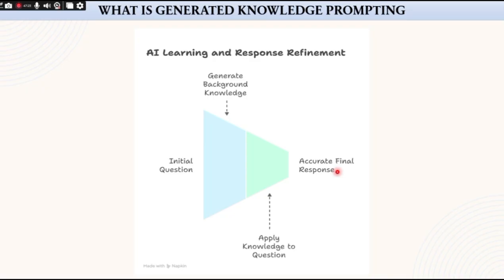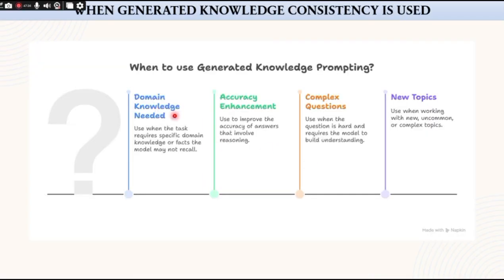So when and where do we use generated knowledge prompting? This method is helpful when the task needs domain knowledge or facts the model might not recall directly. It is particularly helpful when you want better accuracy in answers that involve reasoning. It is helpful when the question is hard and you want the model to build understanding before answering. And also when you are working with new, uncommon, or complex topics.